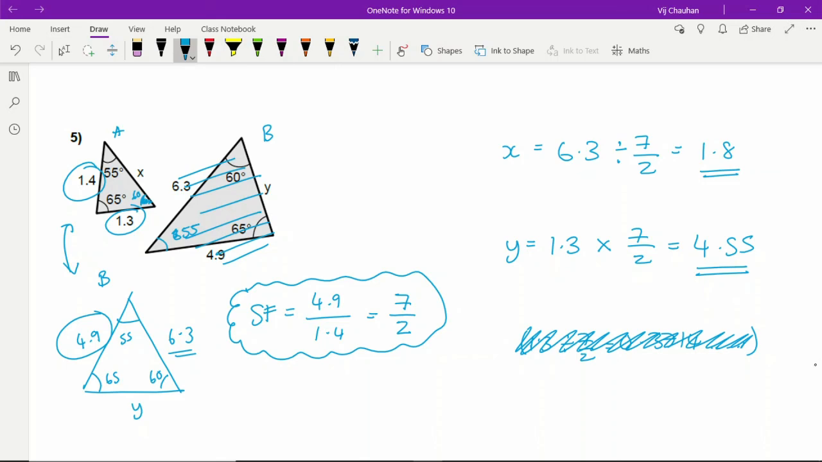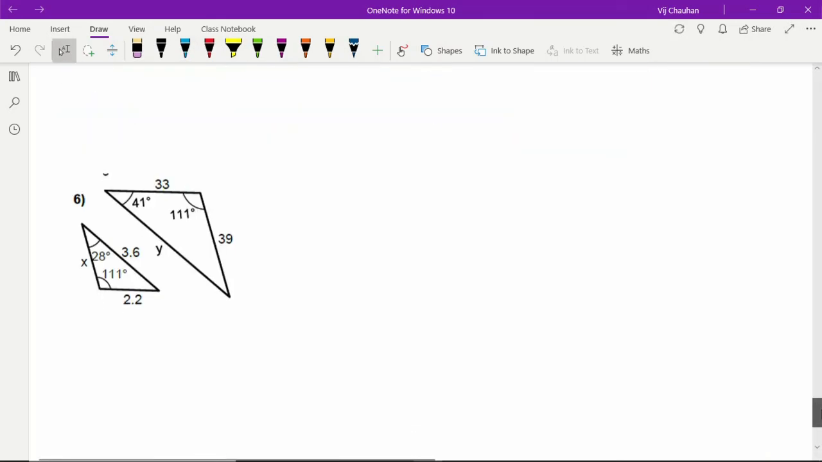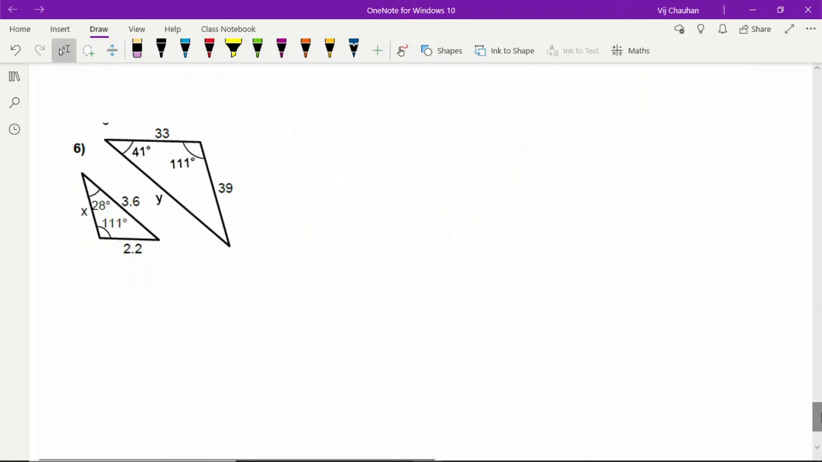Now let's move on to our final example in this video, which is looking at number 6. So again here, I'm just going to work out what the missing angles are, like so. I'm going to label this triangle B and this triangle A. So if I redraw, let's go for B. Let's just stick a B there.